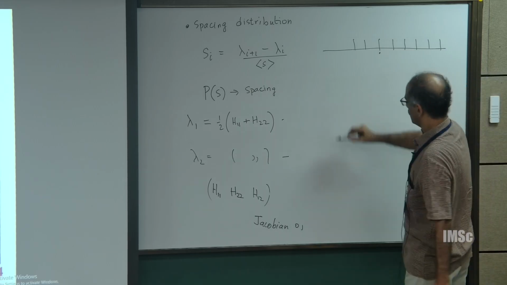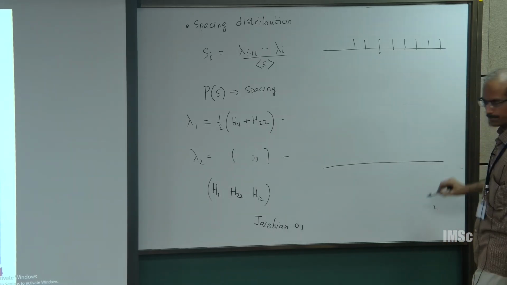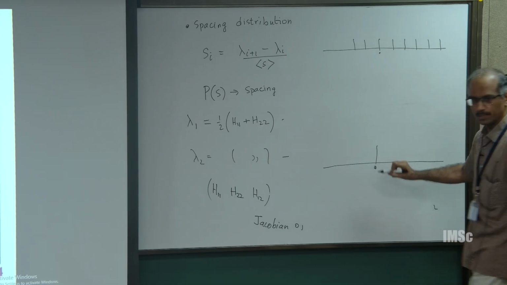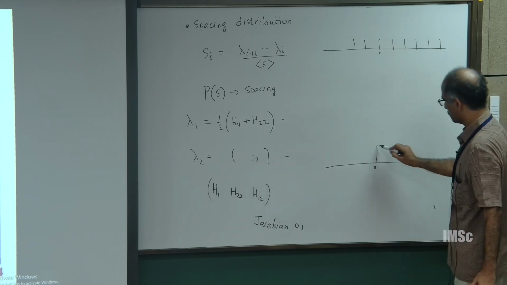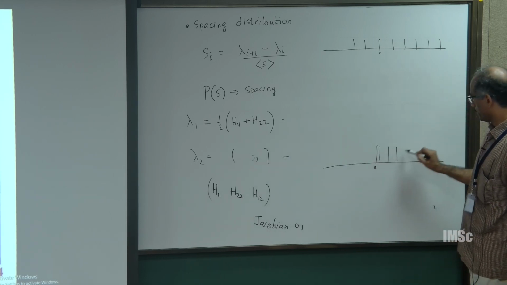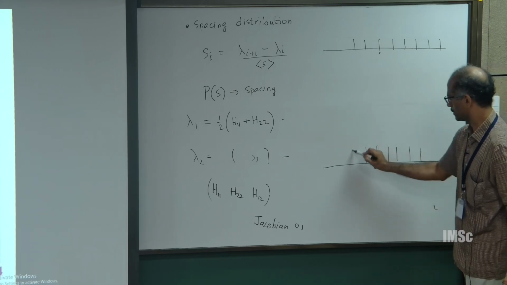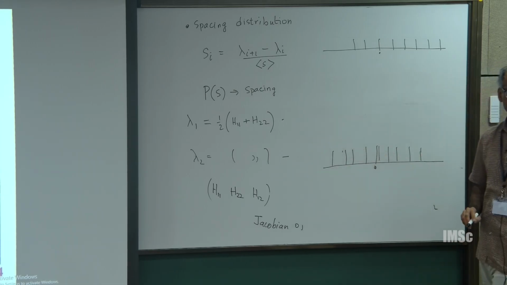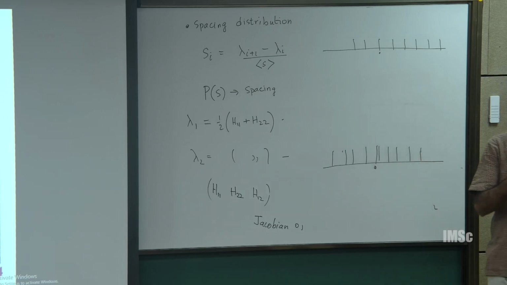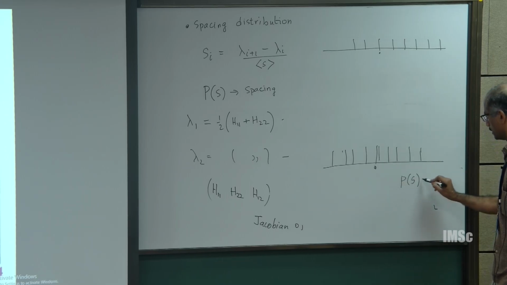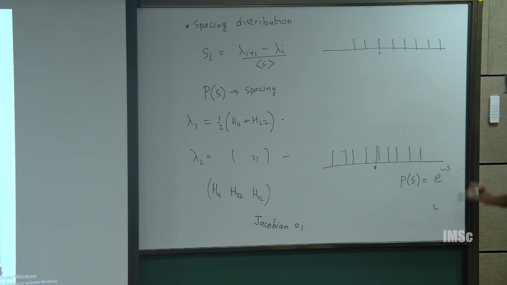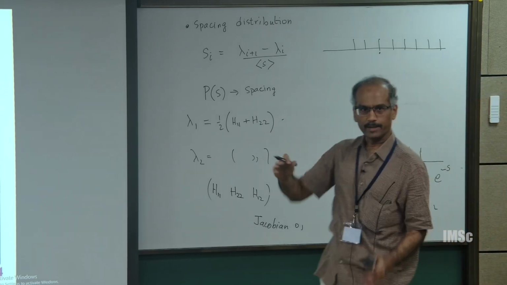Once you place one of them, the position of everything else is fixed. But on the other hand, you can think of another example where I place this, but this does not constrain any other level. The next one can come close to it, the next one can be far, it can be randomly placed like this. So this is an example of a spectrum that is free. It's not constrained by anything. So in this case, the spacing distribution will have this form.